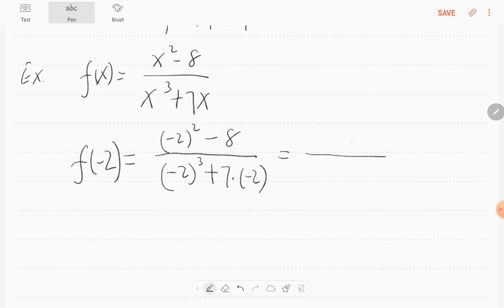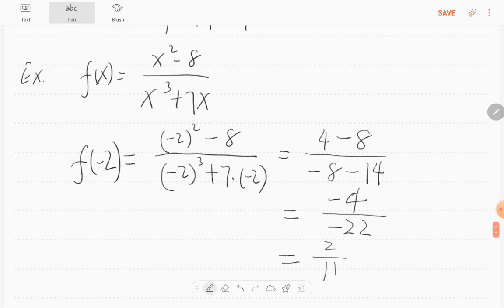So this is equal to 4 minus 8, right? This negative 2 squared equals 4, not negative 4. In the denominator this is negative 8 minus 14, right? So you have negative 4 over negative 22. So let's simplify. It's 2 over 11.